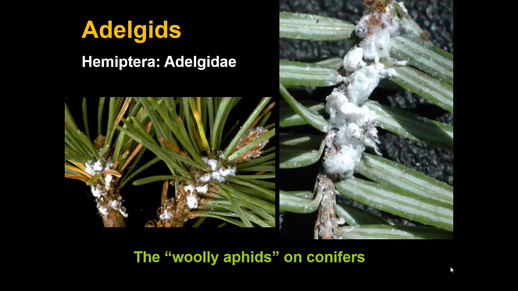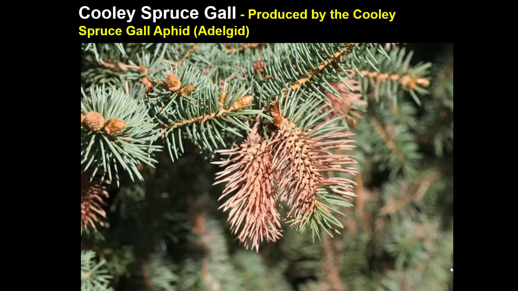But the most important, or at least the most commonly encountered of the gall-making aphids in the broad sense, would be an adelgid, one of these woolly aphids on conifers, that produces a gall on spruce trees. Our state tree, the Colorado blue spruce, it also produces galls on Engelmann spruce. This is the Cooley spruce gall produced by the Cooley spruce gall aphid, or technically an adelgid. And it is a terminal distortion of the new growth. So instead of normally elongating, it becomes truncated and swollen.